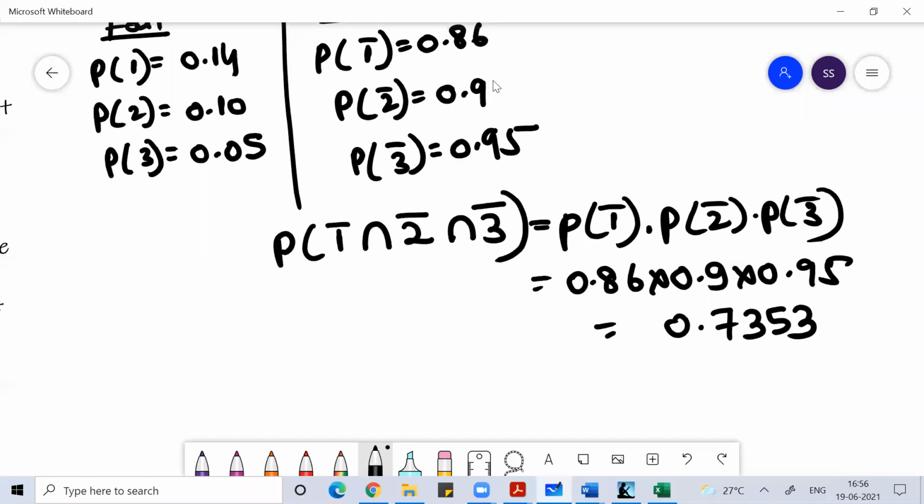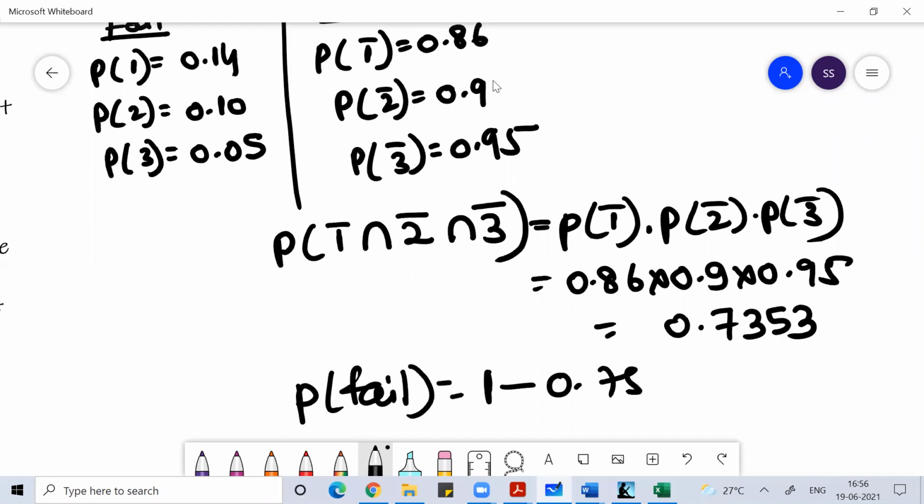So the probability that the machine will fail will be 1 minus 0.7353. This is 7. 9 minus 5, 4. 9 minus 3, 6. 9 minus 7, 2. So the answer is 0.2647. Clear, everyone? Anyone, any doubt?